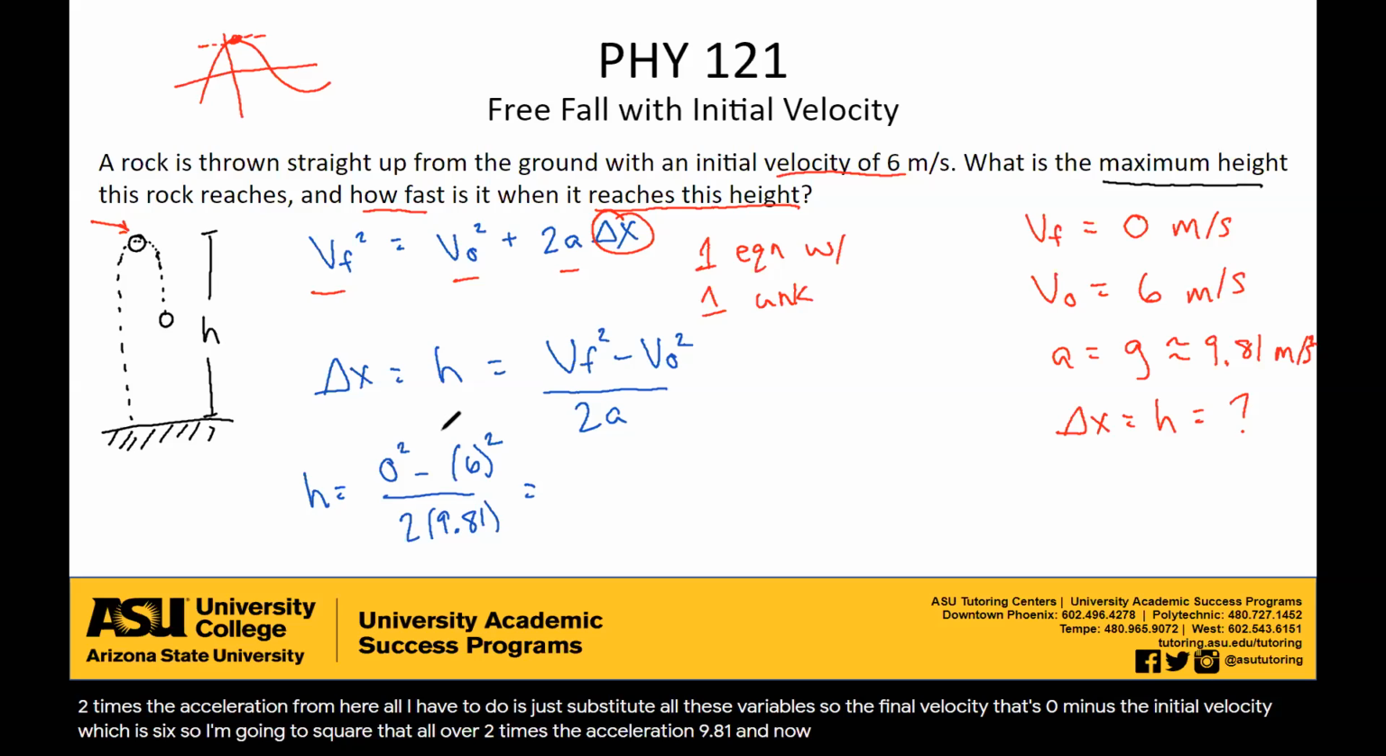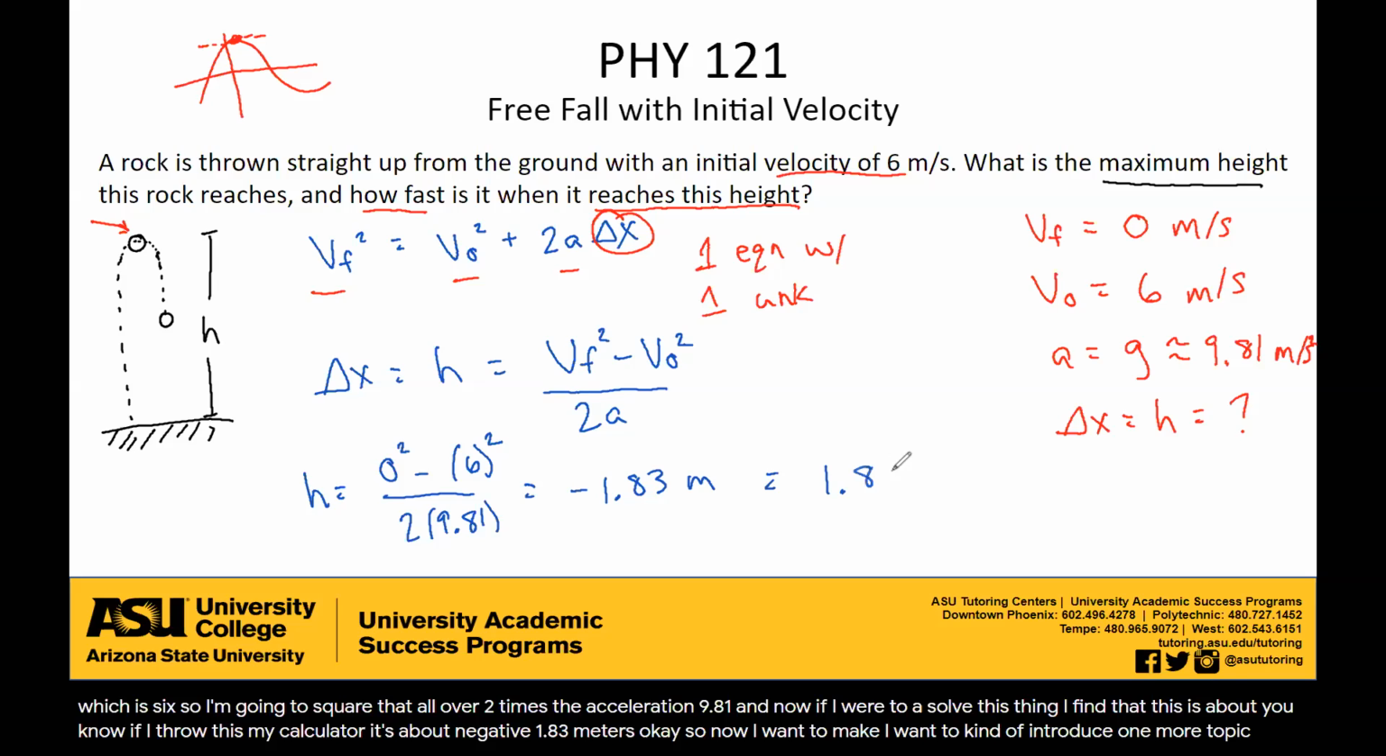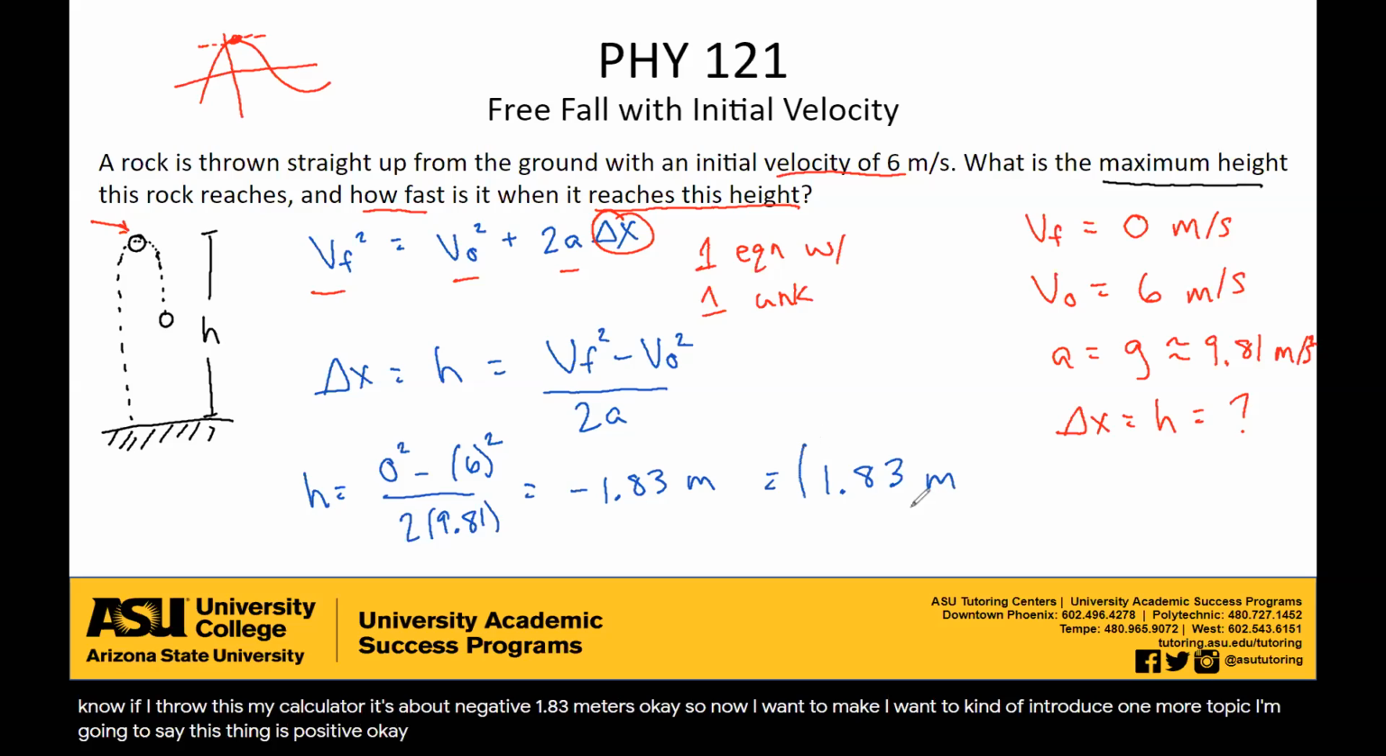And now, if I were to solve this thing, I find that this is about, if I throw this in my calculator, negative 1.83 meters. Okay, so now I want to kind of introduce one more topic.